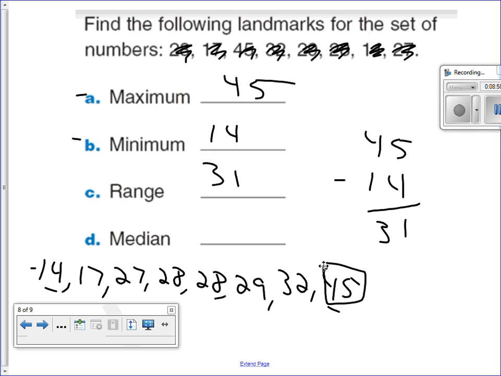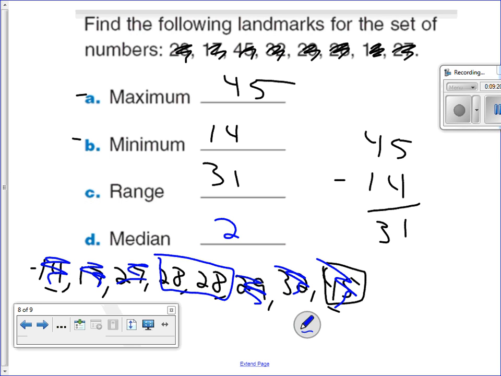Median. This is why you have the numbers like this. You cross one off on the left, cross one off on the right, cross one off on the left, cross one off on the right, cross one off on the left, cross one off on the right. In this situation, we have 2 numbers in the middle. If we cross them both off, then we're not going to have a middle number. In this case, they're the same number, which is pretty easy. The median is 28, because that's what number would be in between there.